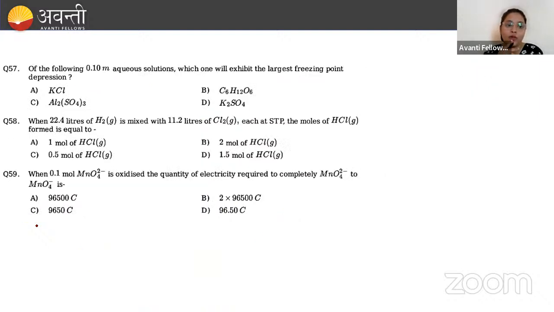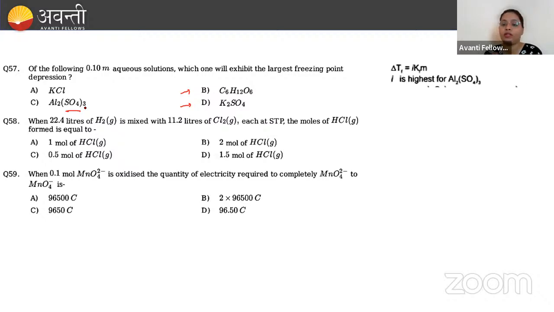Of the following 0.10 molar aqueous solutions, which one will exhibit the largest freezing point depression? So as we know, for freezing point depression, we consider the particles present: KCl, glucose, K2SO4, and aluminum sulfate are given. Here we need to consider how many ions are present in all the molecules, because freezing point depression depends upon that factor, right?